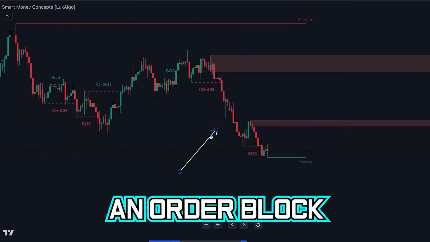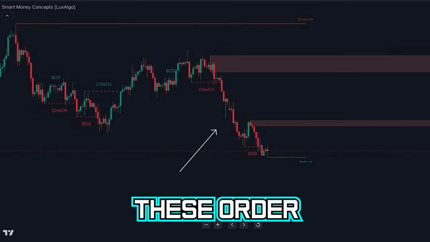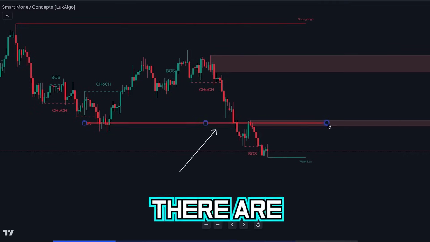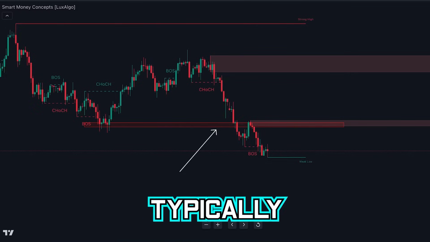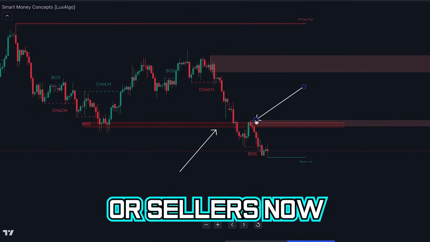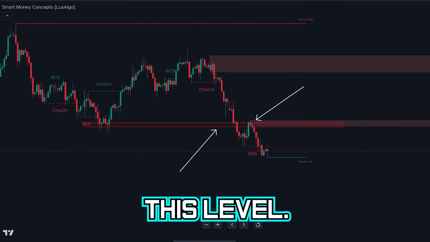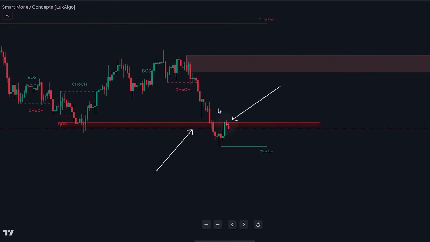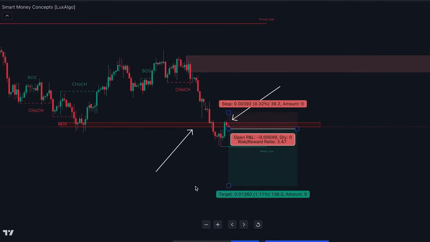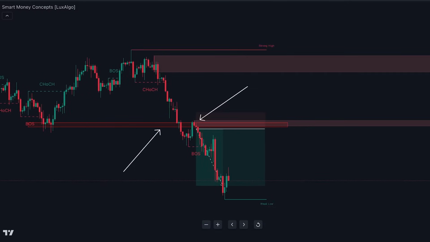So if price breaks an order block like this, given that these order blocks are created at levels where there are accumulations of orders, typically this means that there are buyers or sellers now trapped at this level. So once price gets back to that level, that buying and selling can cause a strong reaction from that zone.